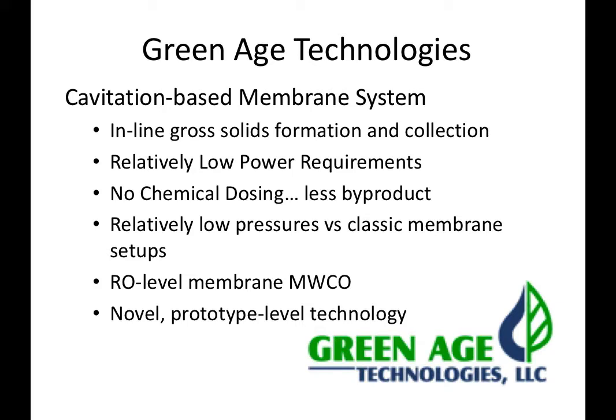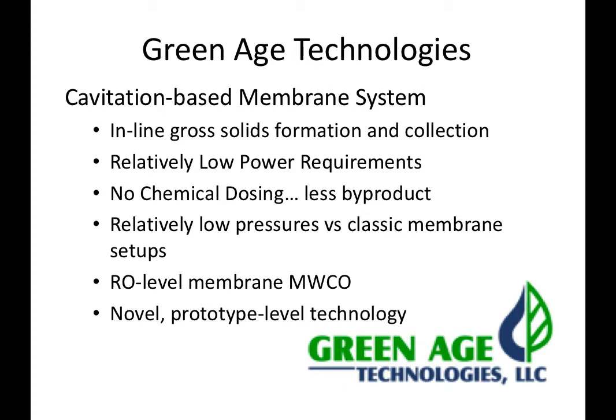Green Age does use an RO level membrane MWCO. MWCO is your molecular weight cutoff. They're typically assigned in Daltons, and a Dalton is simply an atomic mass unit. So a hydrogen is 1 AMU, 1 Dalton. Water, oxygen 16 plus 2 hydrogens, is 18 Daltons. And the Green Age system that we are testing right now has a 20 Dalton membrane on it. So the pore size is just large enough to move water through it, which is pretty incredible.